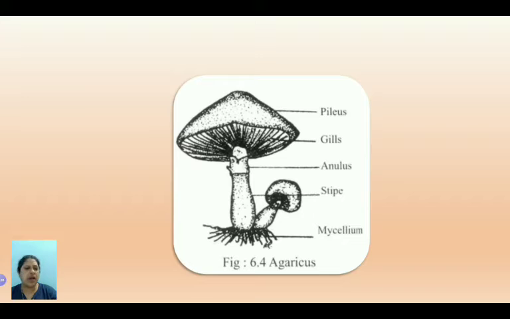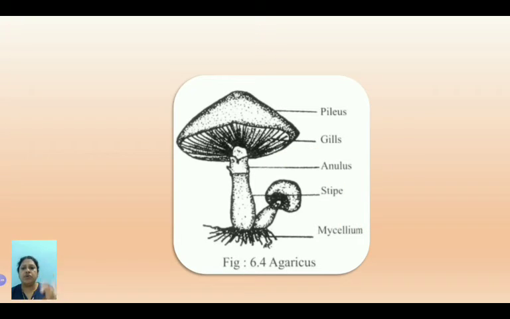Now this is the structure of the Agaricus mushroom, and you can see for the anchorage, for the support, it has a root-like structure. It is not a root, and it is called the mycelium, which helps in the anchorage to the substratum. From that arises a stalk, and the stalk of the mushroom is called the stipe. On the tip you can see an umbrella-like covering structure called the pileus, and underneath the pileus you can see radiating plates that resemble fish gills, and that is called the gills.